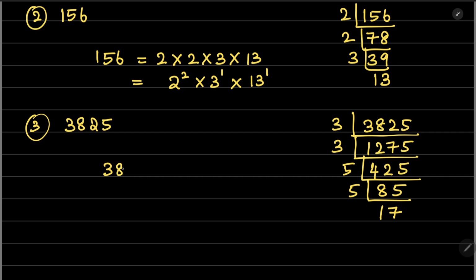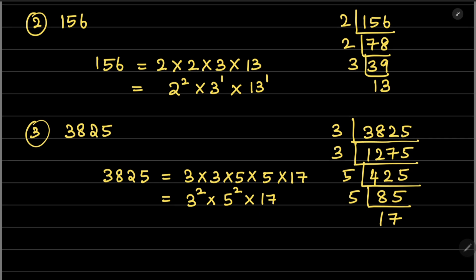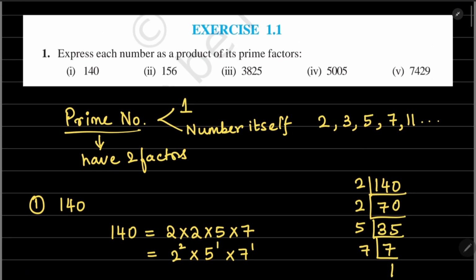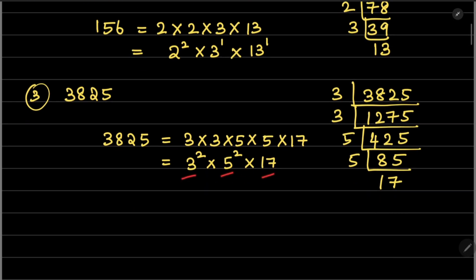So 3825 can be written as 3 multiplied by 3 multiplied by 5 multiplied by 5 multiplied by 17. So I can write it as 3 square multiplied by 5 square multiplied by 17 raised to the power 1, or 17. This is how you have expressed this as a product of its prime factors. These are prime factors.